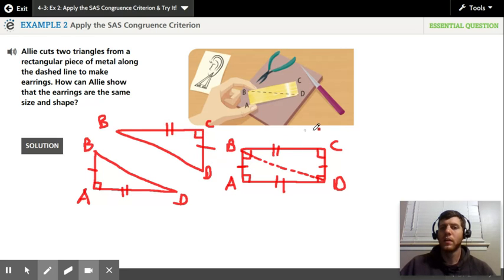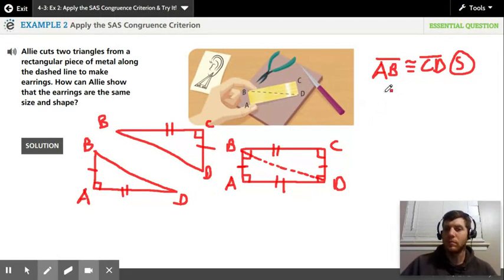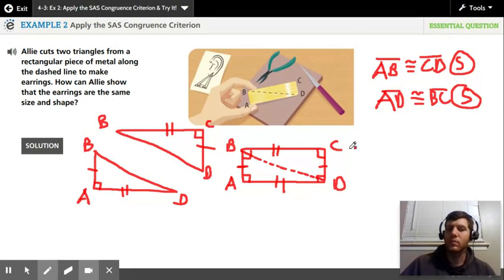So we know, based on the fact that it's a rectangle, that AB here is congruent to CD. That's 1 pair of sides that's congruent. Okay, we know that AD is congruent to BC. So there's a second pair of sides. AD is congruent to BC. And we also know that angle A is congruent to angle C because they're both right angles. So angle A is congruent to angle C.